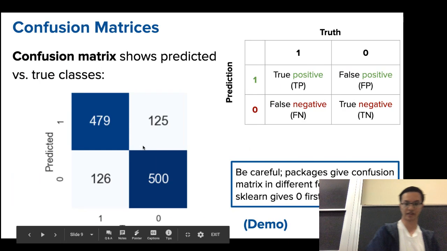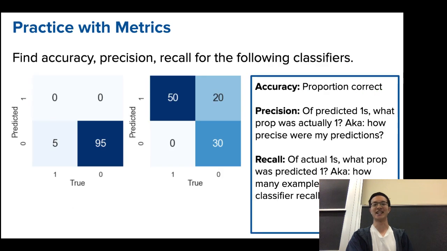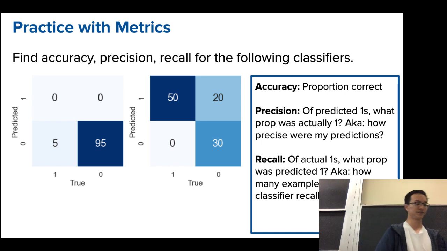Okay. Any questions about this so far? Okie dokes. Why don't you try it out? So here are 2 classifiers, and I've plotted the confusion matrices for each one. Please compute the accuracy, the precision, and the recall for all 3.